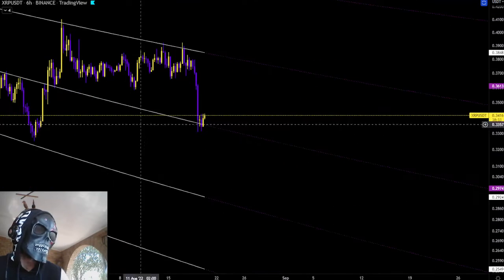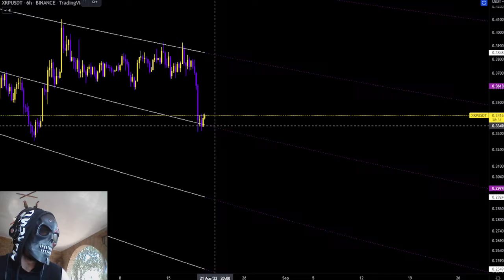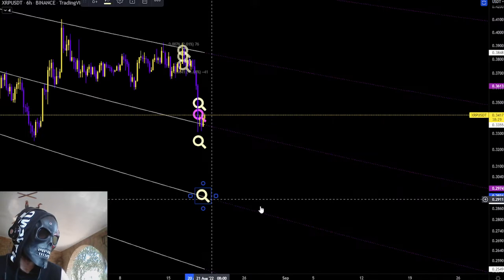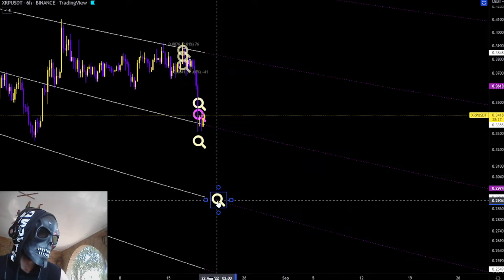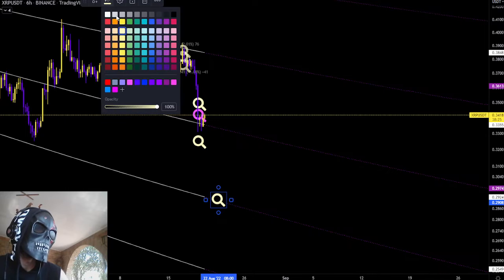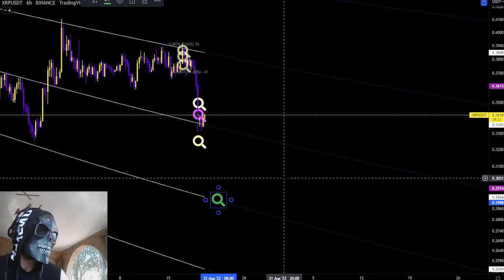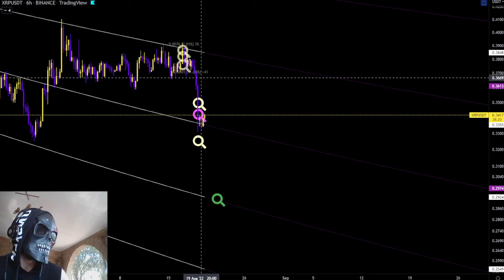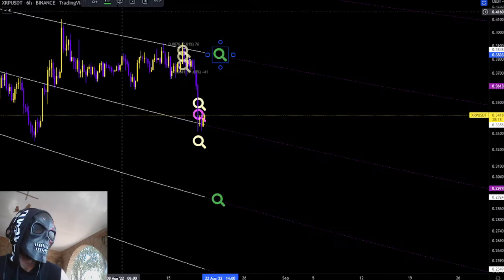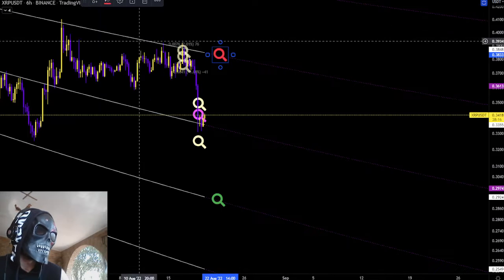If it was to get really volatile to the downside, right, and we'll keep that furthermore, so we'll make these ones different colors. We'll put that one green because I'll definitely be there to buy that, and this one we'll make it red. We'll make it red, right?